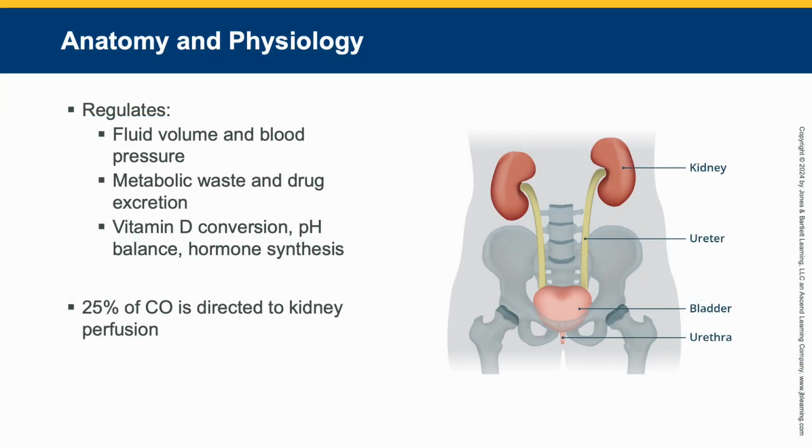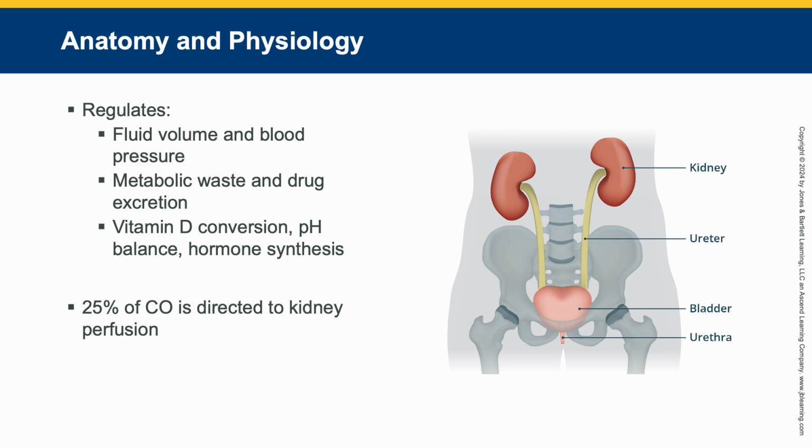So the urinary system we know is made up of the kidneys, ureters, bladder, and urethra. Again, the main job of this system is to regulate fluid volume, blood pressure, excrete waste and medications, vitamin D conversion, pH balance, and then hormone synthesis. It forms urine, which is dependent on renal blood flow or perfusion, tubular reabsorption, basically reabsorbing substances back into the blood, and finally, its secretion function, or secreting substances from the blood into waste.